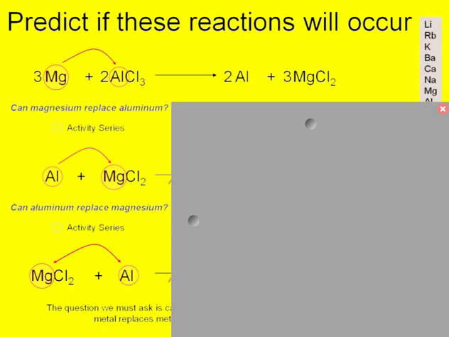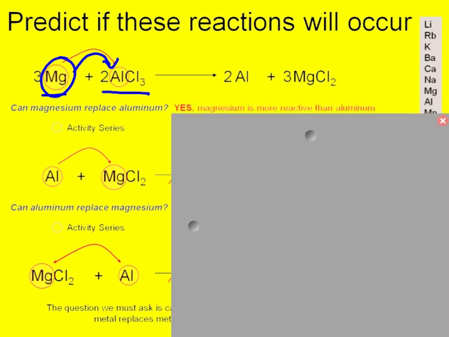Now let's take a look here. So first off, we're considering magnesium reacting with aluminum chloride. Can it happen? If it's going to, magnesium must be more active than aluminum. Let's check the activity series and find out.